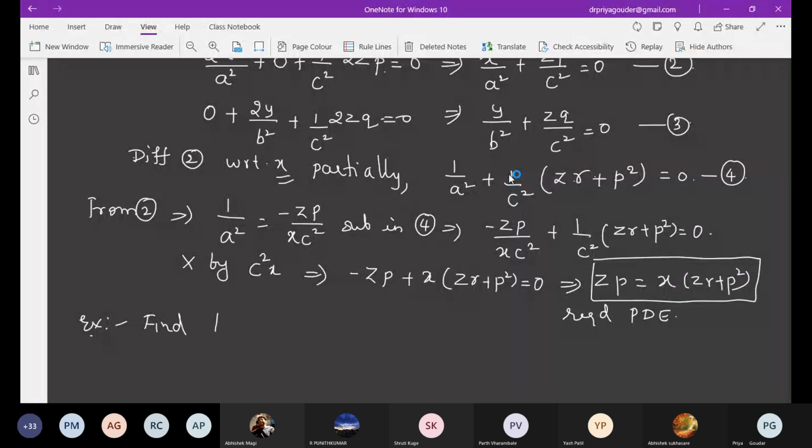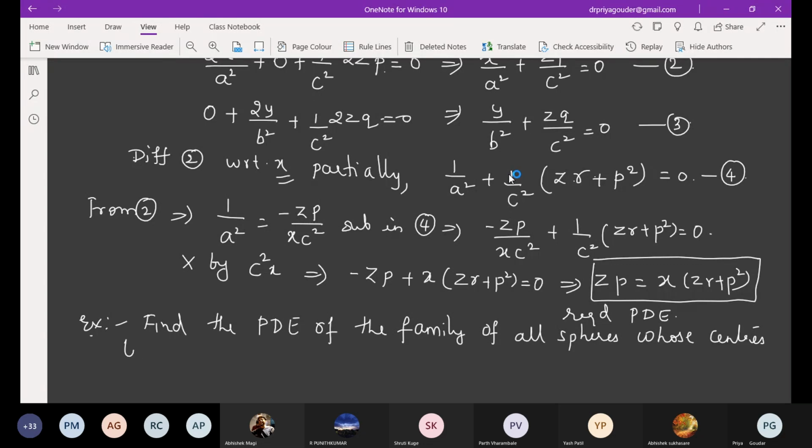Write the next. Find the partial differential equation of the family of all spheres whose centers lie on the plane z equal to 0 and have a constant radius r.